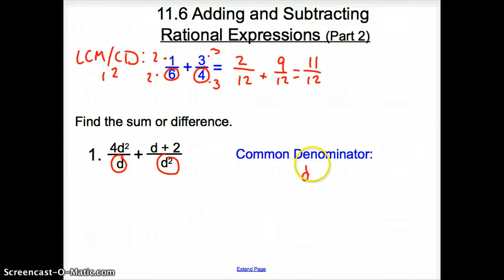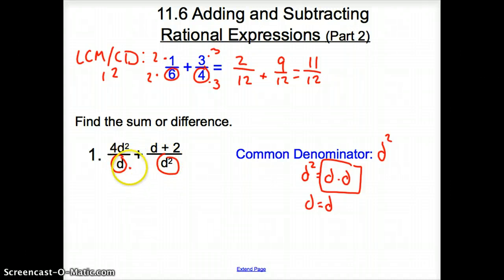Remember yesterday with the common denominator, we went d squared. That equals d times d, and d is just a d. So we need both of these d's for our common denominator. So our common denominator is going to be d squared. Well, I already have a d squared here, so I don't need to multiply anything here.